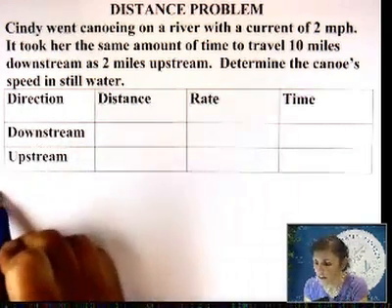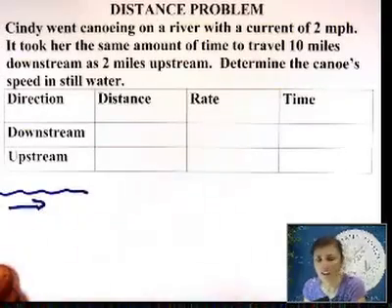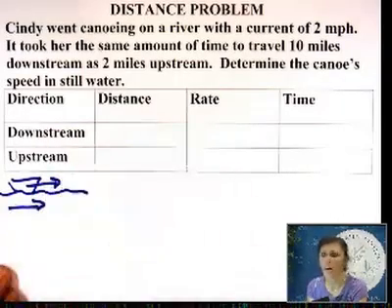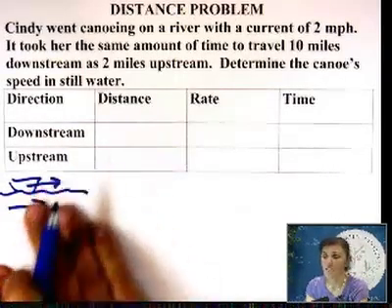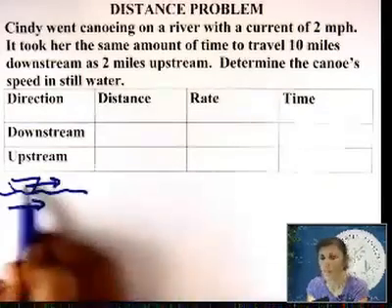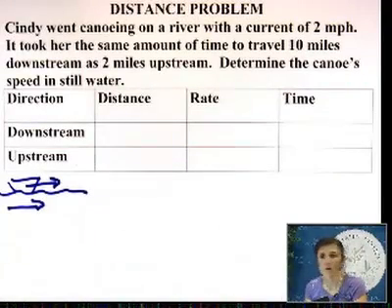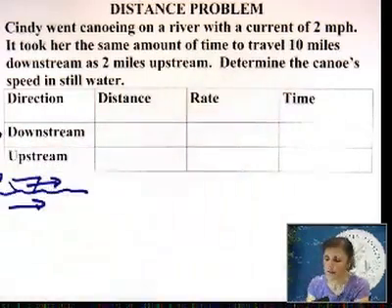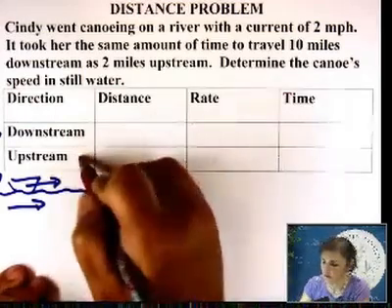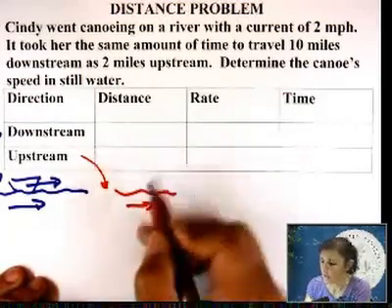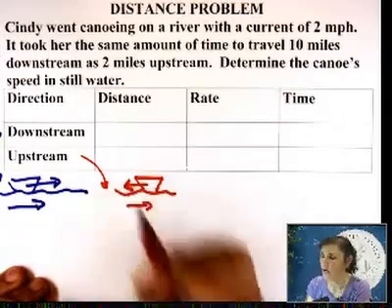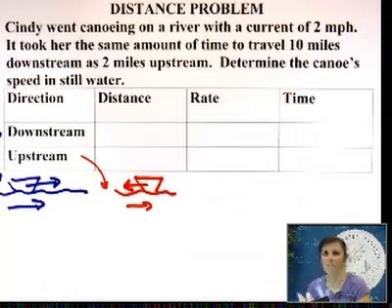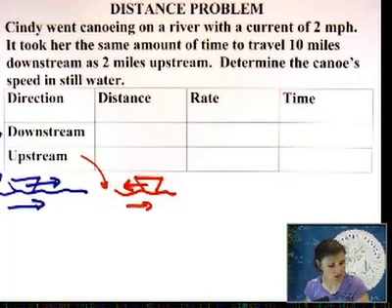Downstream means, here's your water. It has a current in it, and you're in a boat, and you're going with the current, together. So what somebody stationary sees is a faster person, because the current carries you and you carry yourself, so your rate is going to be additive. Upstream means, here's your current, here's your boat, and you're going against the current. To be able to even move, your speed has to be bigger than the current. Otherwise, you're just going to stay in place and do nothing, okay? So let's talk about that.